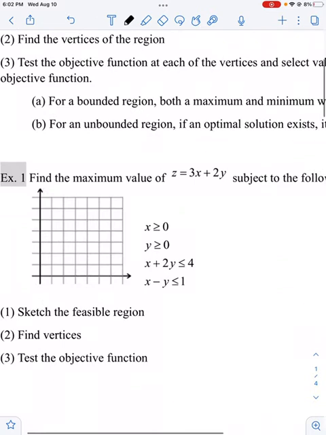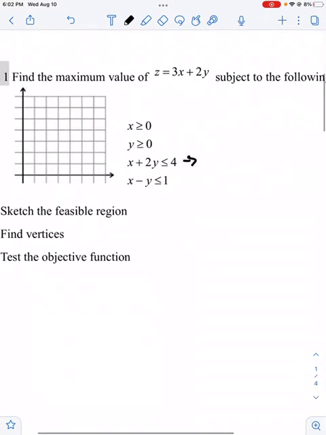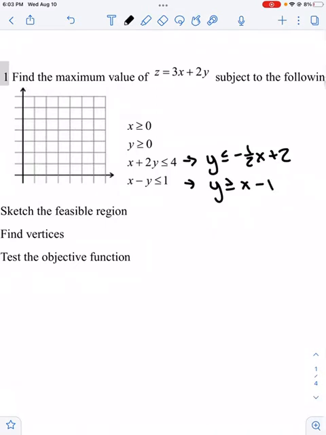So in this first example, we have these four constraints. So x is greater than 0, y is greater than 0, and then I'm going to change this third equation into y equals mx plus b. So that would be y is less than or equal to negative 1/2 x plus 2. And then this one would be y is greater than or equal to x minus 1.